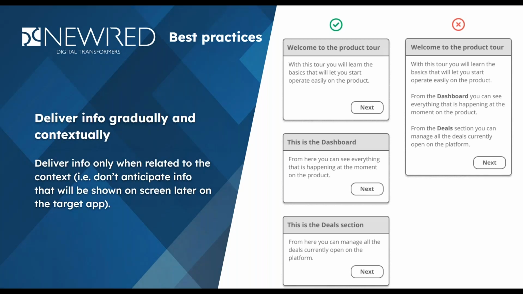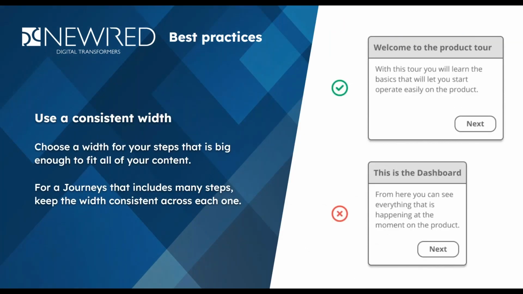Let's go on. So the next tip is about visual consistency, and speaks about using a consistent width for bubbles, especially for journeys that include many steps. So try to remember that Newired step sizes can be customized as you wish, but there are also some predefined sizes that you can pick and that will help you to be visually consistent throughout your journey. So try to pick one of those and keep it for the whole journey.